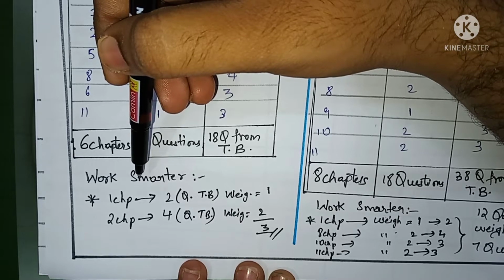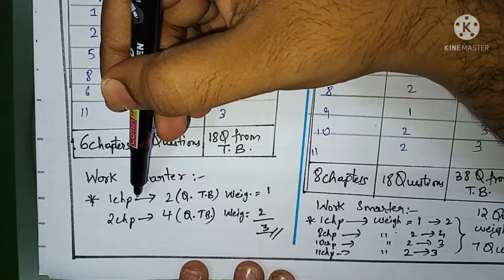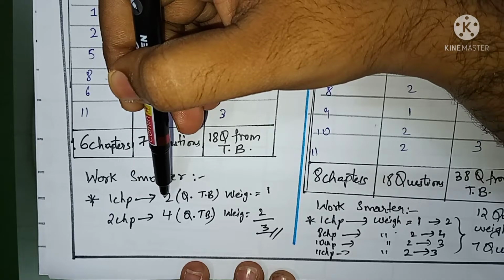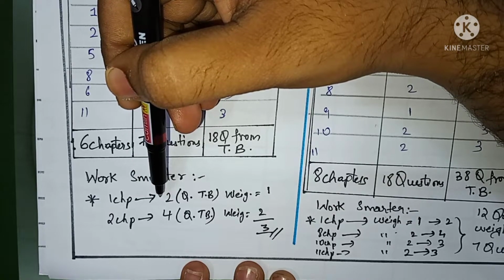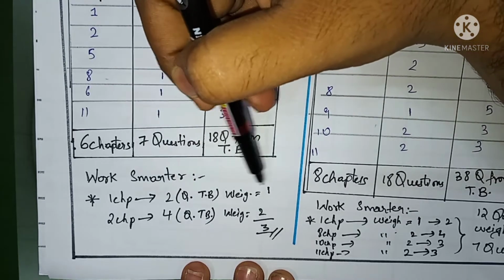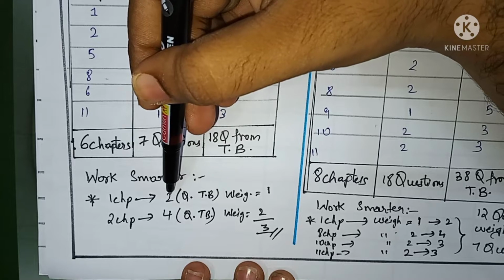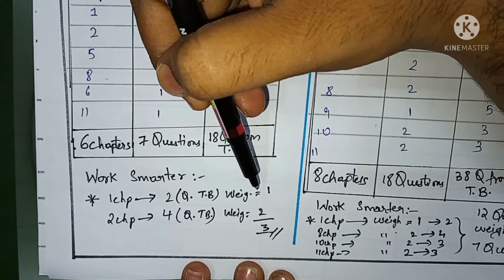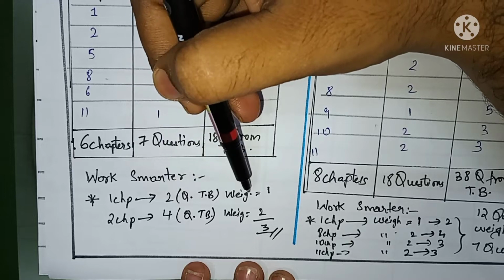So all you have to do is read the first chapter. In that first chapter there are two questions. How many questions? There are two questions. And what is the paper weightage? Paper weightage is one question. So from two questions, definitely one question will appear in the examination. So you have to read two questions to write one question.